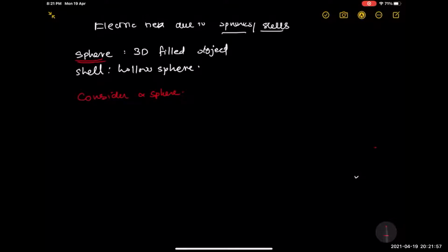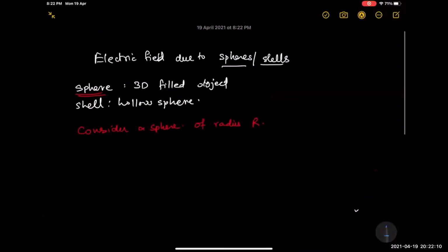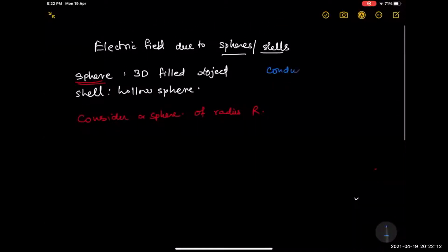So consider a sphere of radius R. When I say sphere, it is filled. I forgot to mention two things. One thing is a conducting sphere. Conducting means it is made of conductor, and non-conducting means made of insulator.